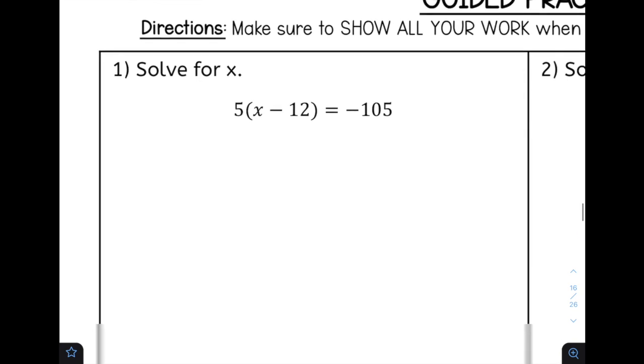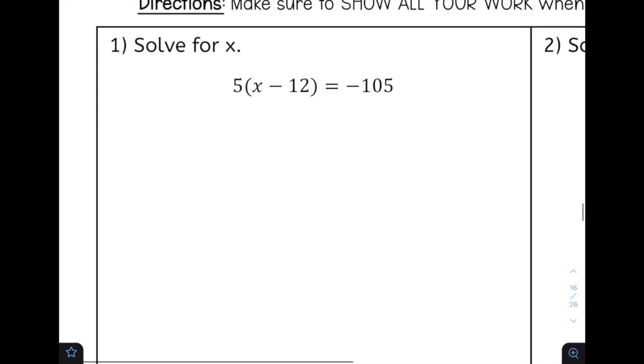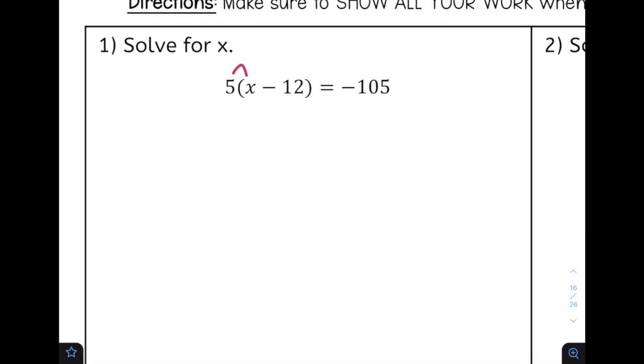All right, so the first guided practice problem, the first thing you want to do in order to solve is distribute. So we have 5 times x, 5 times your negative 12. Again, following the same procedures and steps to distribute. I'm going to put my line down the equal sign. I have 5x minus 60 equals negative 105. So that's my first step.